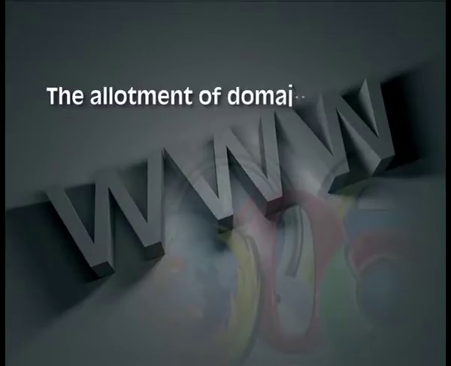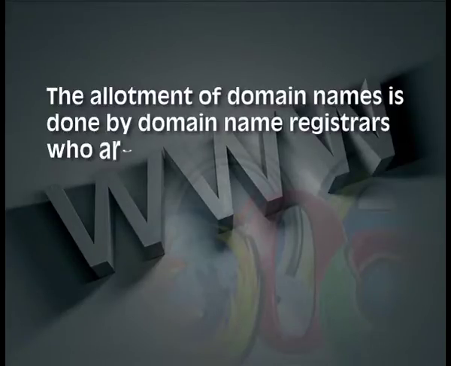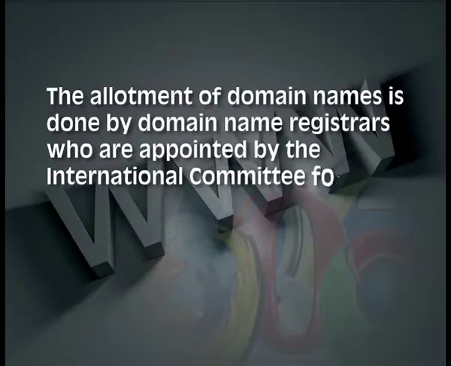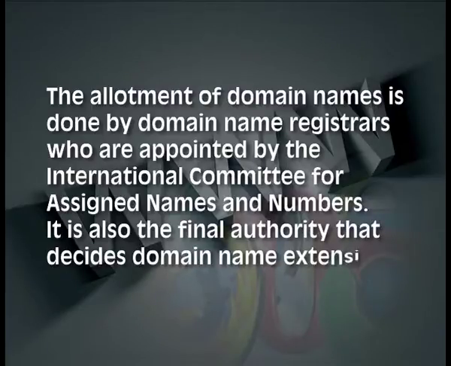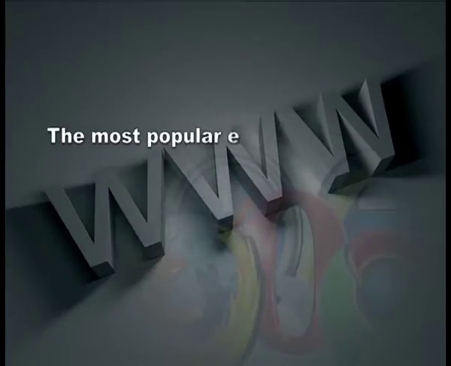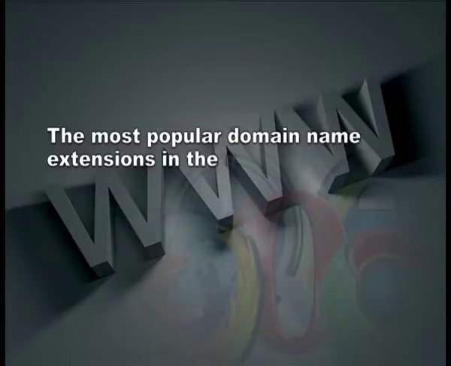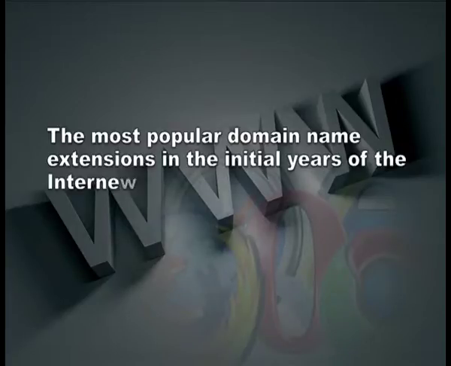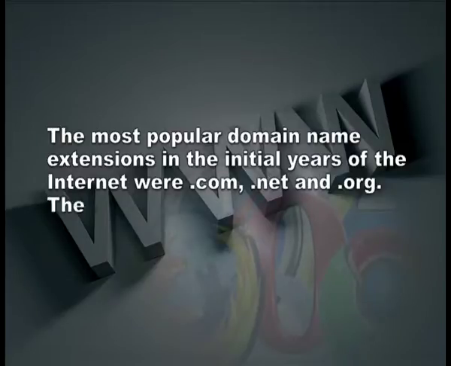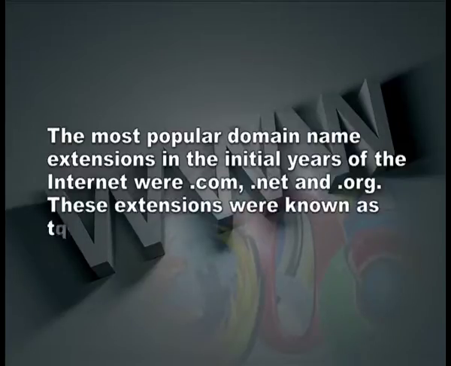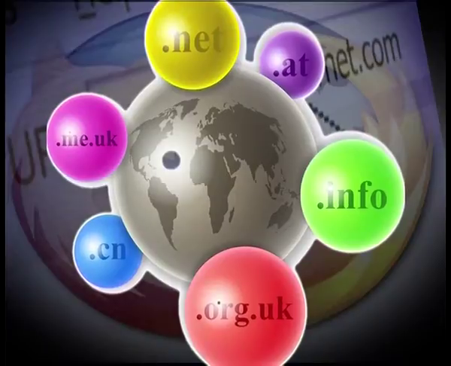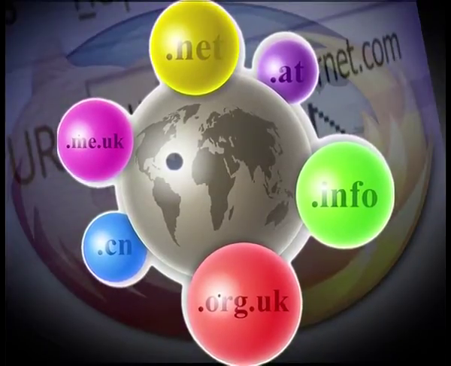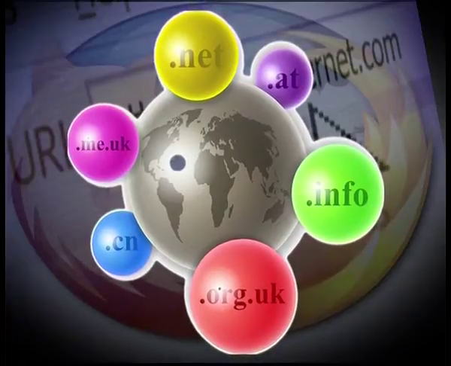The allotment of domain names is done by domain name registrars who are appointed by the International Committee for Assigned Names and Numbers. It is also the final authority that decides domain name extensions. The most popular domain name extensions in the initial years of the internet were .com, .net and .org. These extensions were known as TLDs or top level domains. The International Committee for Assigned Names and Numbers has also allotted top level domain names to different countries.